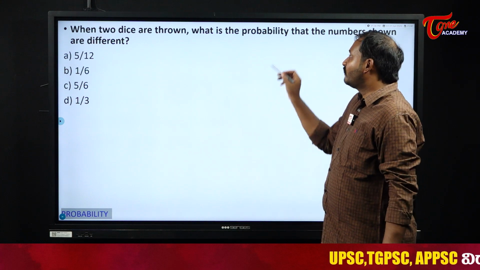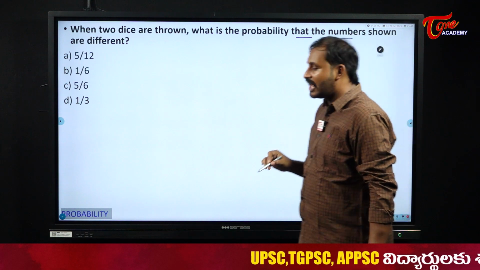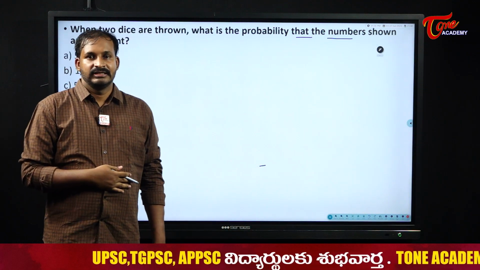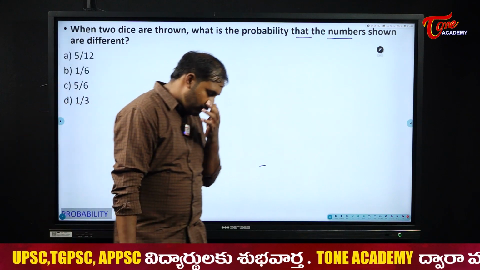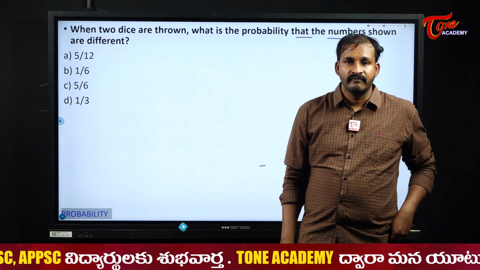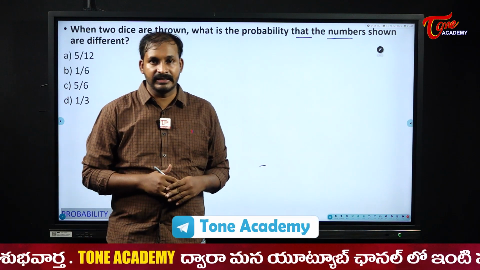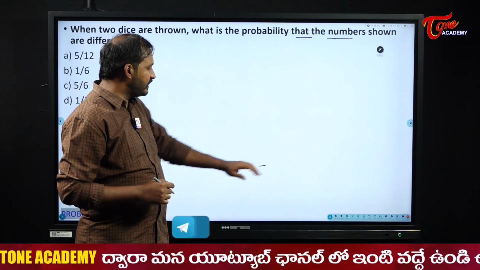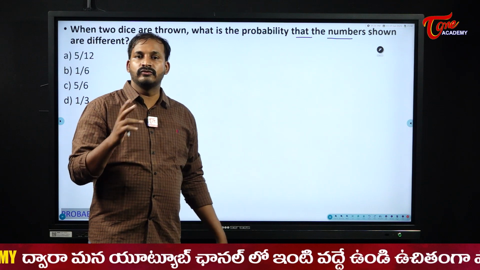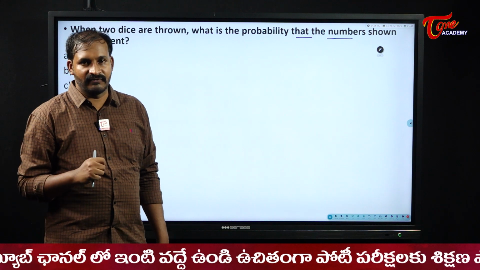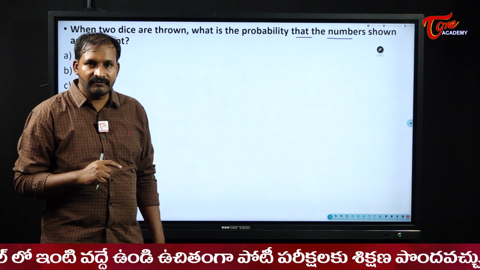When 2 dice are thrown, what is the probability that the numbers shown are different on the 2 dice? Numbers shown are different. Tell me how we will find this one. Whether we will find it directly or indirectly, which one is the best method? Tell me. The 2 numbers are different, right? I want the numbers shown on the 2 dice to be different for us.